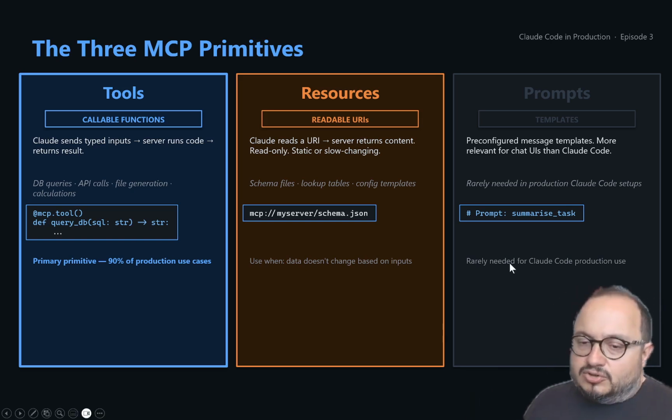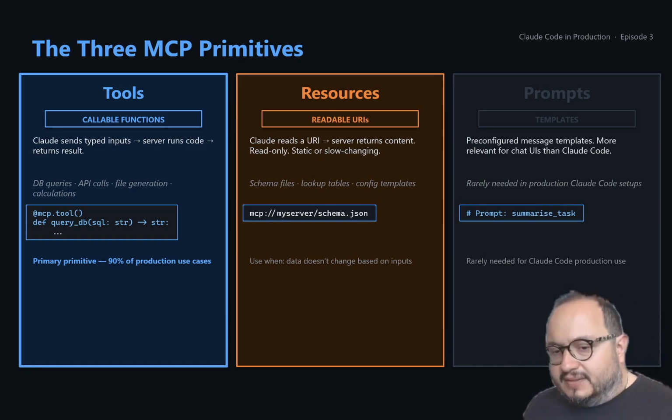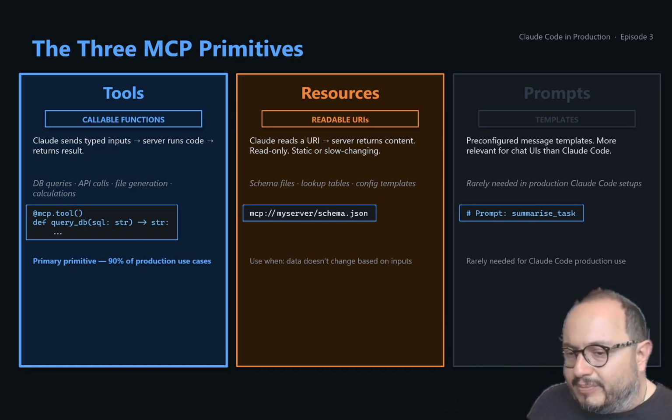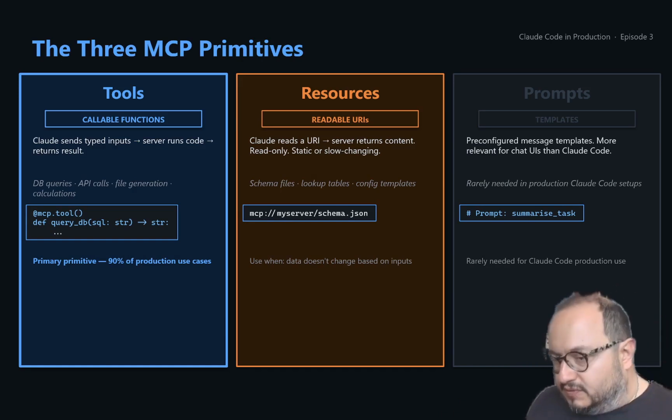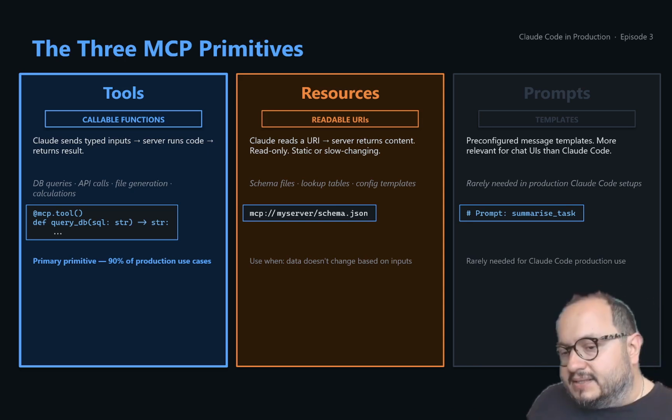Prompts are the third primitive. A prompt is a pre-configured message template that Claude can retrieve and use. They are less commonly used in Claude Code setups, and more relevant for chat interfaces where the user selects from a menu. I will not build a prompt in this episode. For production Claude Code setups, you will need tools. Tools give Claude the ability to take actions and get fresh data. That is the capability gap that MCP exists to fill.